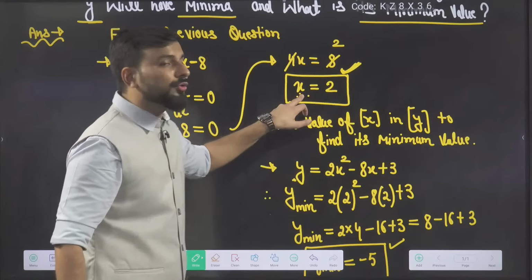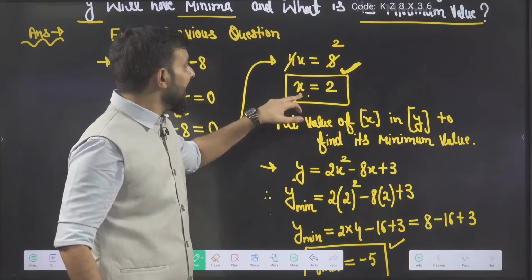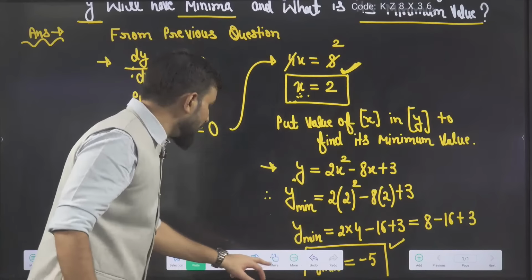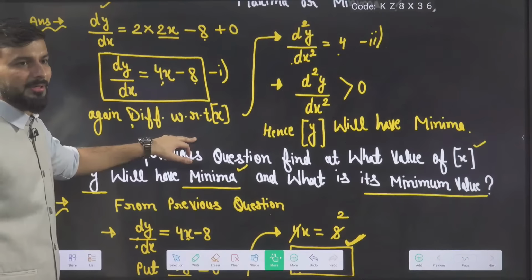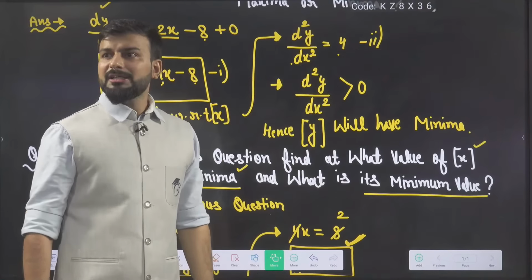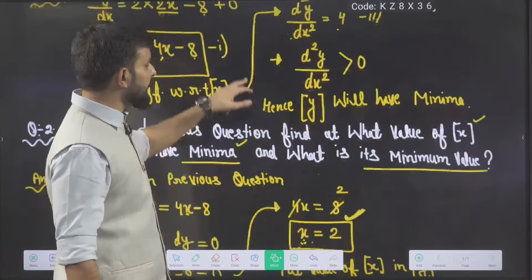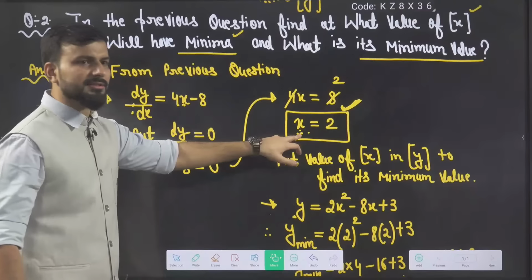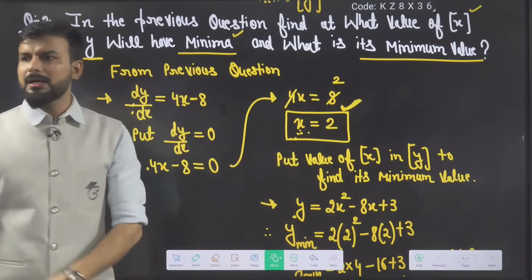Now at this value you will have minima or maxima. Do you know at x is equal to 2 you will have minima or maxima? No. We have already figured it out in the previous question. How did we figure out whether it will have maxima or minima? By double differentiating. So we have already figured out that it will have minima, at x is equal to 2. And how will I find that minimum value? By substituting in the main function.